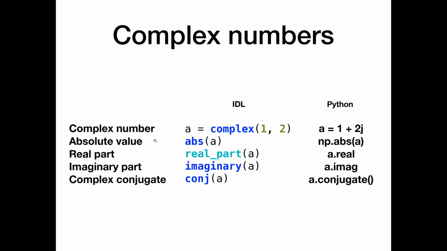If you want the absolute value, it's again just np.abs. If you want the real part, once you have it defined here as a, you just do a.real and then a.imag for the imaginary part, so that would return 2. And in IDL, there's a function called conj to return the complex conjugate. In Python, you just run the conjugate method on your complex number.